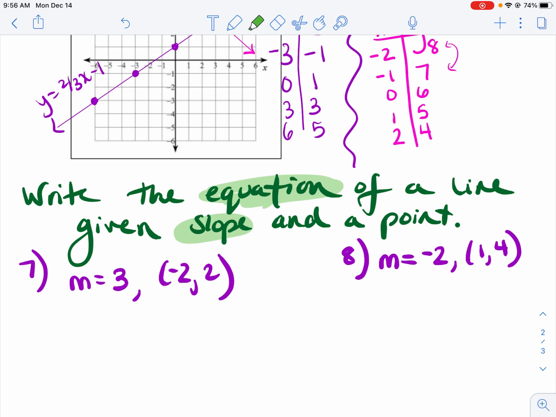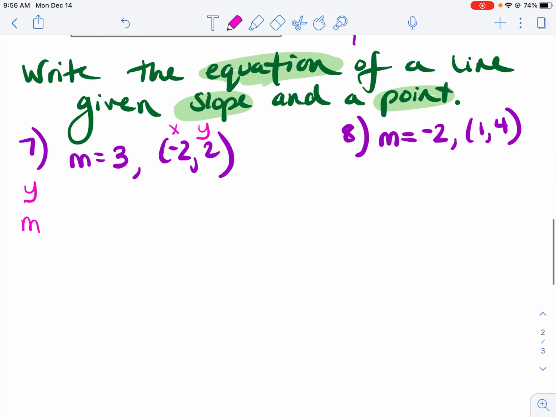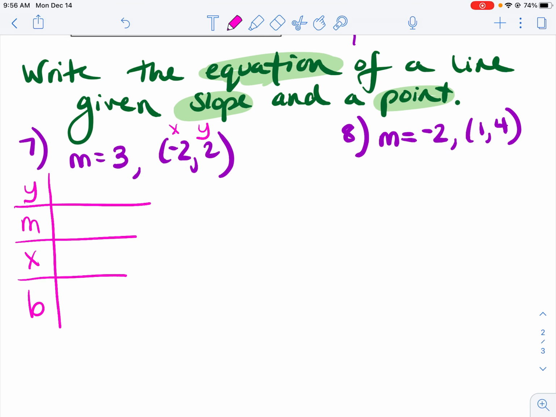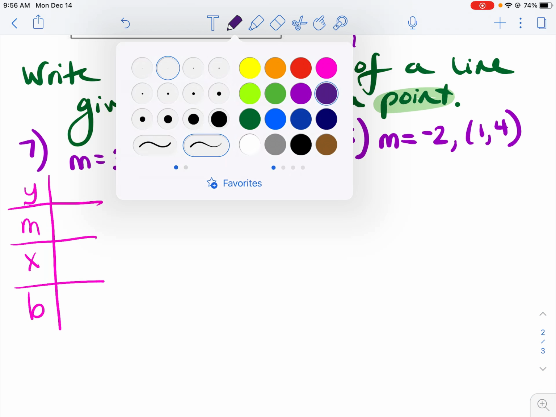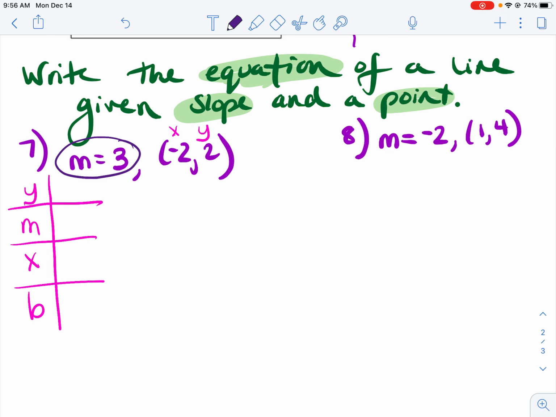We have a slope and a point. So we talked about this earlier in the week. Here's our x, here's our y. We're going to start by making a table. y, m, x, b. So whenever we write an equation of a line, we need 2 things. We need the slope and we need our y-intercept. Right now, we have our slope. We're missing our b. So let's fill in what we do have.